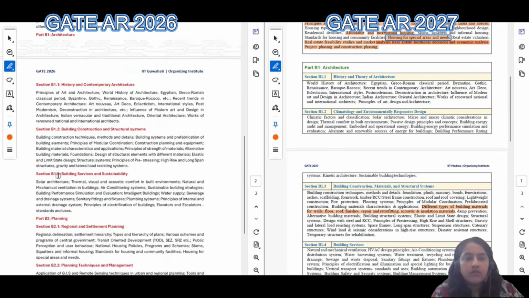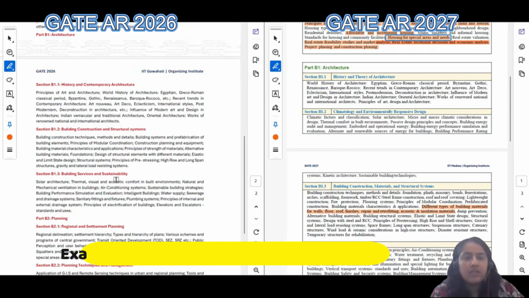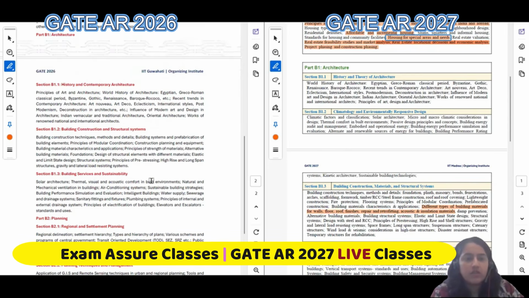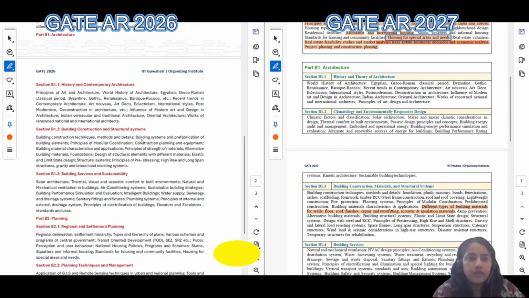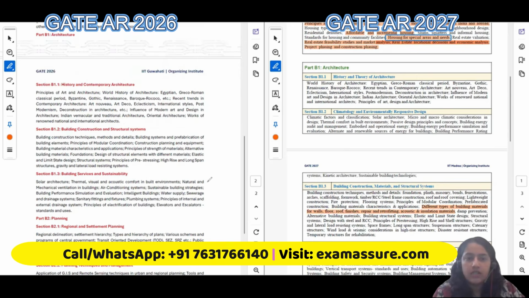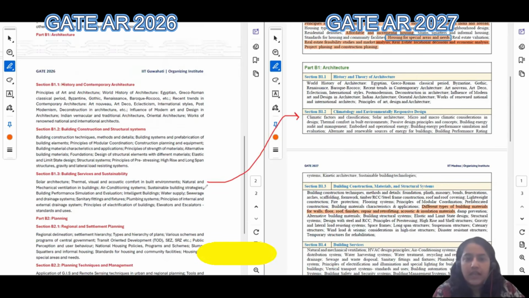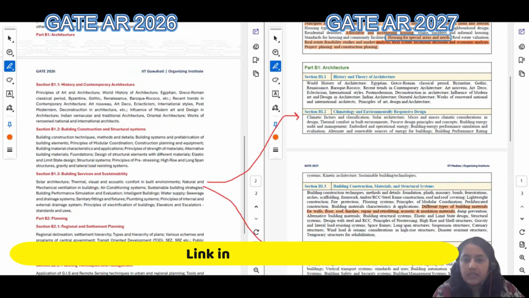In terms of section B 1.3 from 2026, building services and sustainability. So this had your basic building services and sustainability part was the climatology part. So now this has been split into two here. So if you look at it, you have your climatology part over here as well as building services. So this has been split into two different sections now.